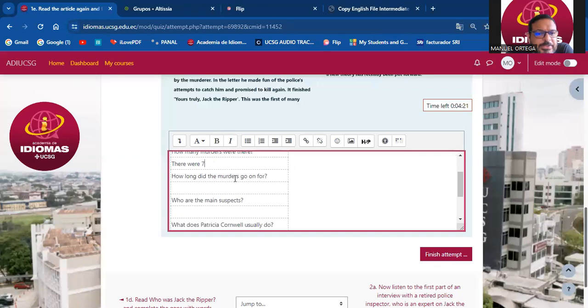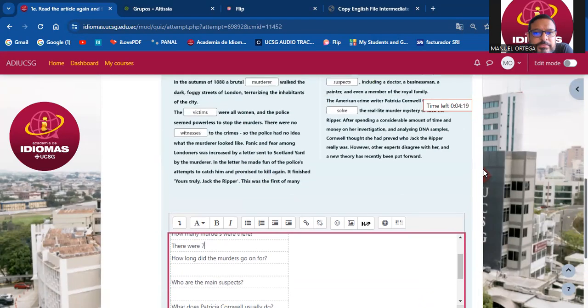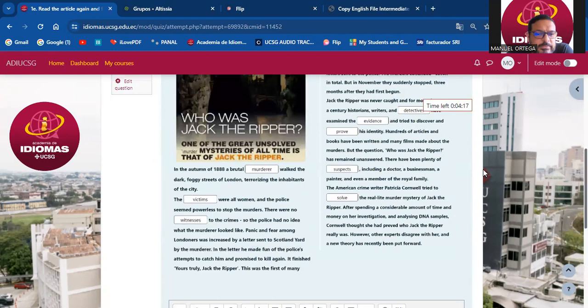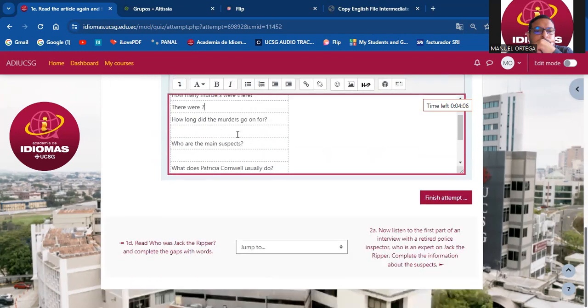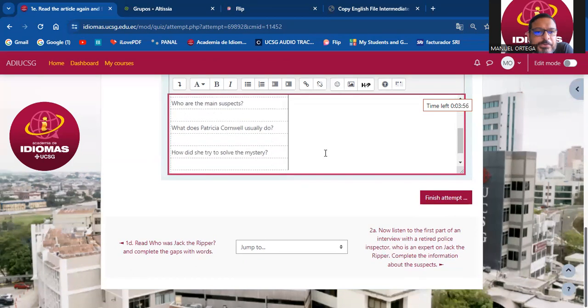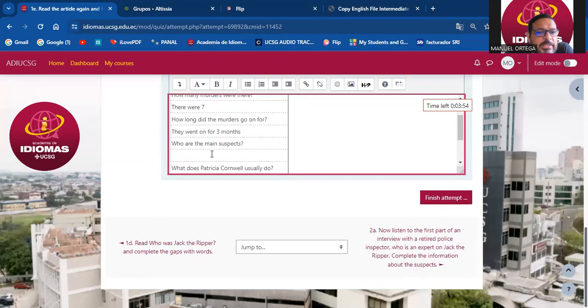How long did the murders go on for? Like, ¿cuánto duraron? Three months. So they went on for 3 months. Very good. They went on for 3 months. Who are the main suspects?